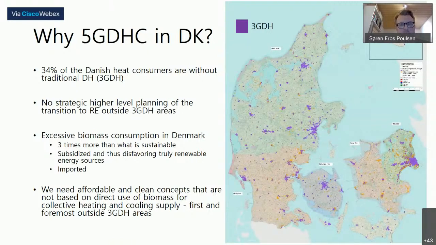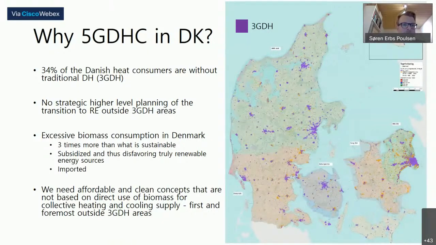Two-thirds of heat consumers in Denmark have traditional district heating, third generation. But there's one third who don't have access to this district heating grid because financially and economically it doesn't make sense to provide 3G in these rural areas. So you see the map to the left, you see the purple areas centered around the large cities. That's where we have the traditional district heating. That's where it makes sense. So for the rest of Denmark, we need other concepts to supply and to ensure the transition into renewables.